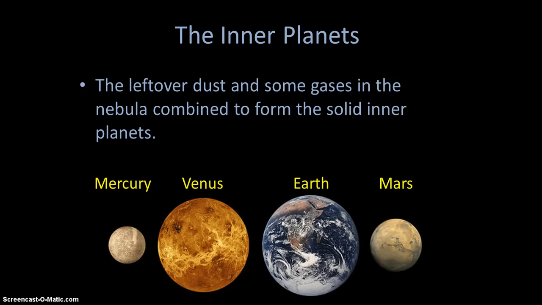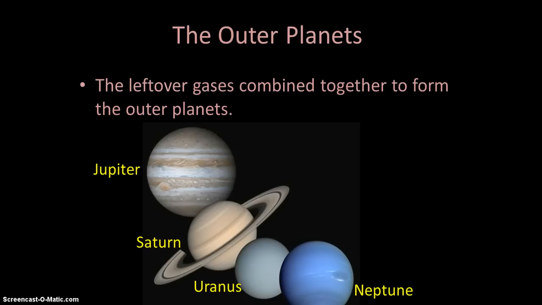So when everything was forming, all the dust and the solid particles got pulled in closer to the sun, and all the gases that didn't get tugged on quite as hard were kind of left out farther beyond the inner planets. So the outer planets, those are the leftover gases that couldn't quite get pulled in hard enough.